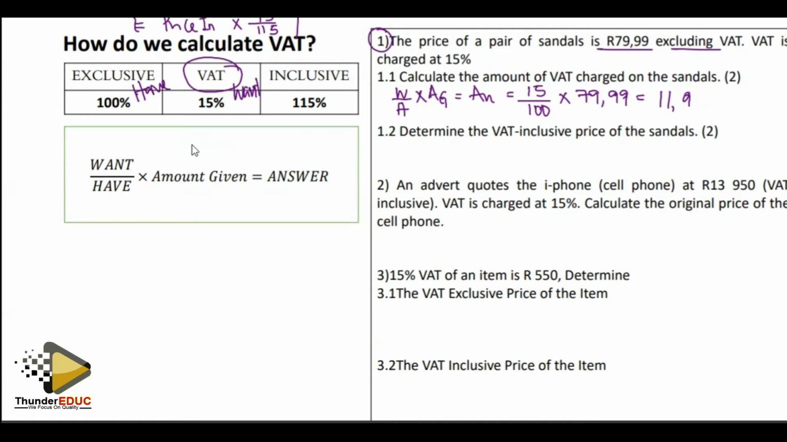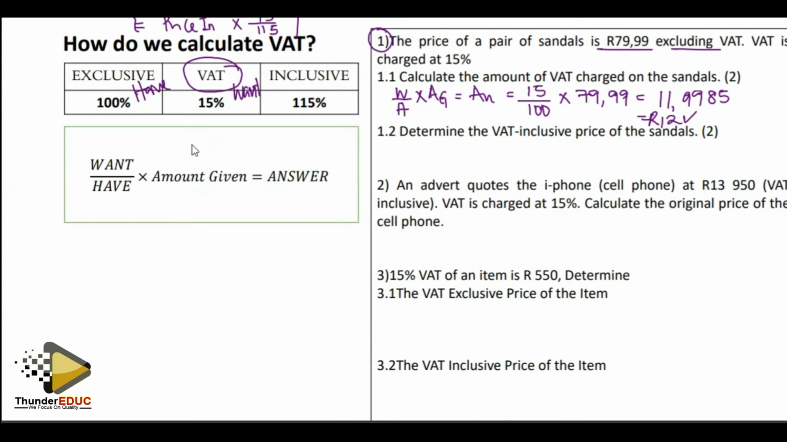11 rands 99.85 cents. But remember, this is money. So in other words, you need to round off to 2 decimal places. If you round this off, it will push it to 12. So it's 12 rands. So the value of VAT is 12 rands using this other formula here.